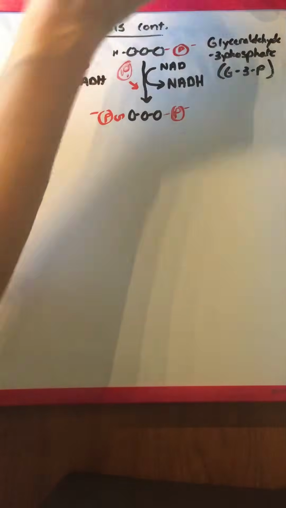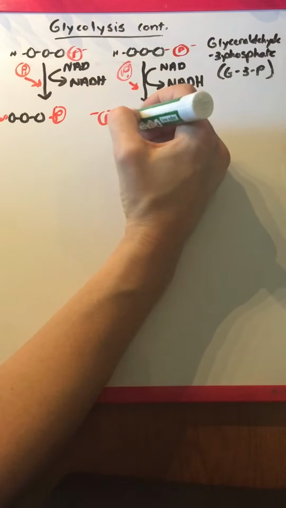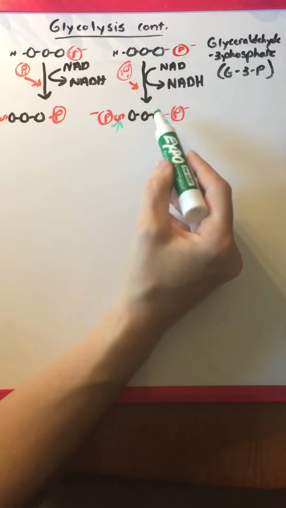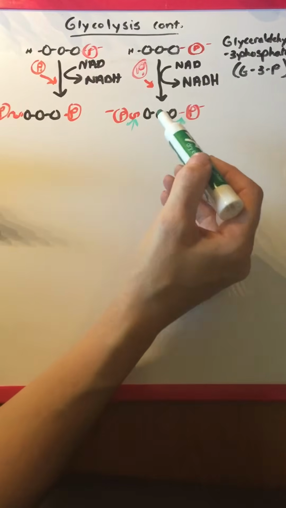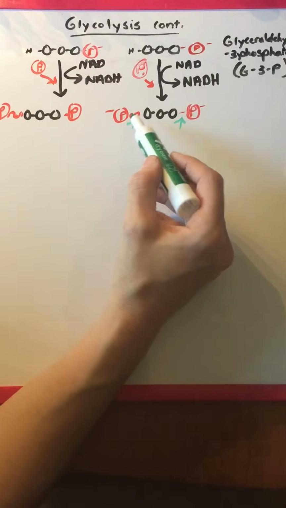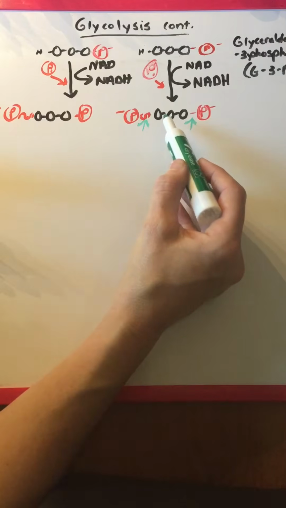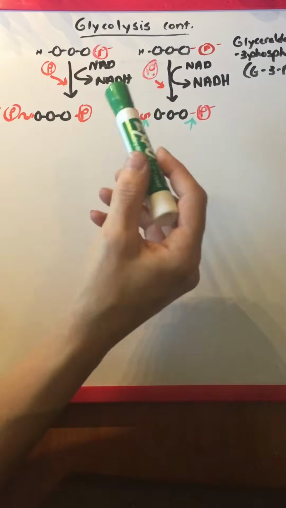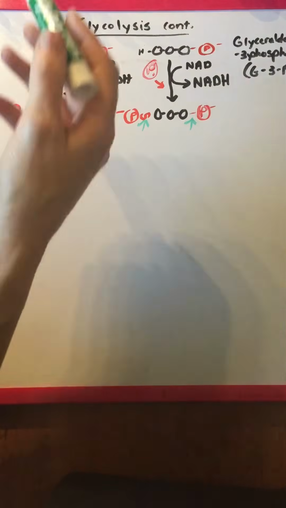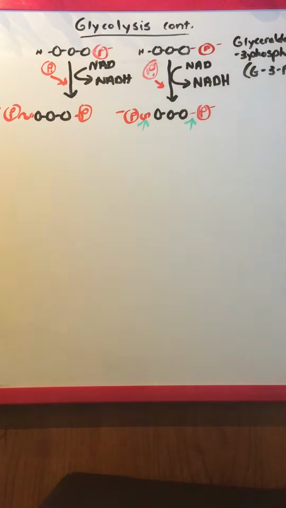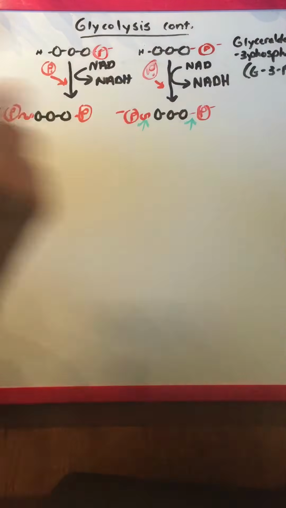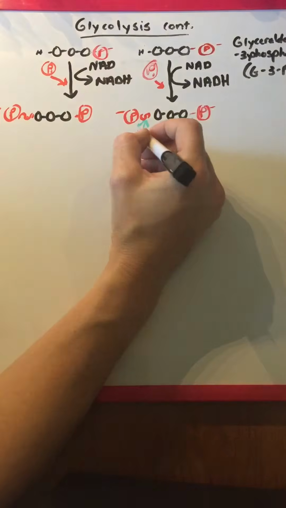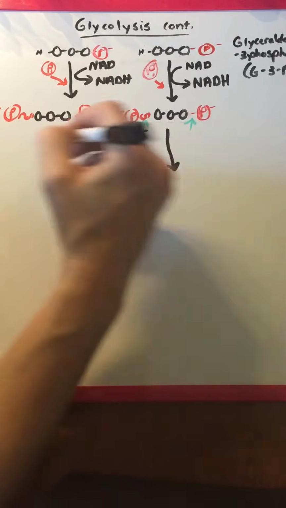Now I want you to take a look for just a moment at the difference between this bond and this bond. This is a regular covalent bond here. This is a high energy bond between this phosphate and this carbon. In order to be able to phosphorylate adenosine diphosphate to make ATP, we're going to have to put a phosphate that is charged up against another charged phosphate. Like charges tend to repel one another, so it's going to take a significant amount of energy to accomplish the phosphorylation of ADP. Now that we have this high energy bond, we're going to be able to do that.